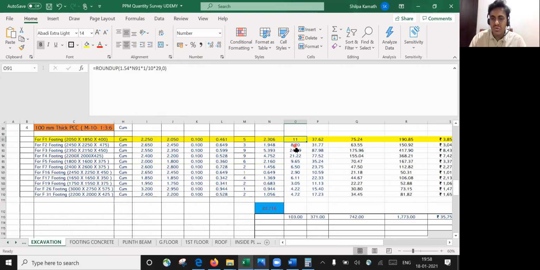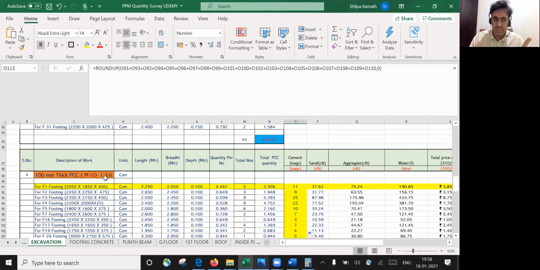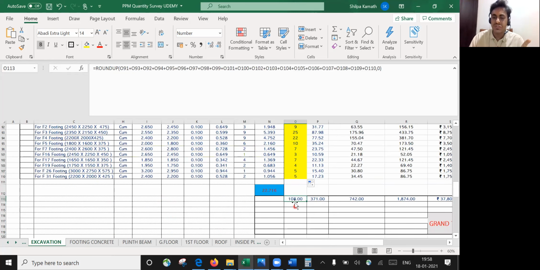Now everywhere you do the same calculation. I already put the formula, you just have to drag it now. So everywhere that is 8.7, 24.09, right? Just drag it, it will take the round figure now. So what has happened now? Everywhere 11, 9, 25, 12, 10, 7 bags, 3 bags you are getting. So altogether in this particular PCC, I require 108 bags of cement.